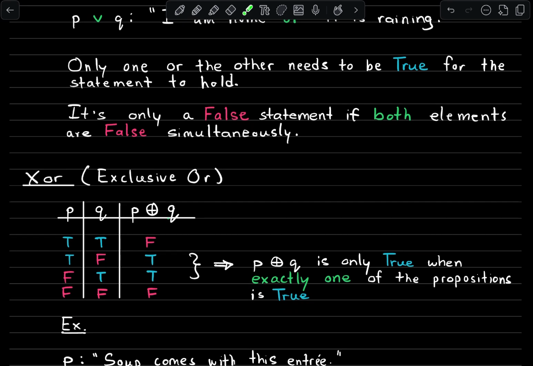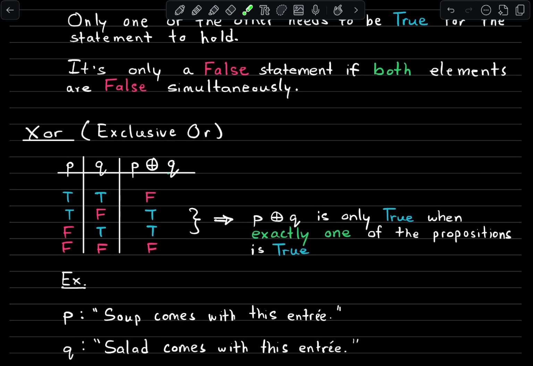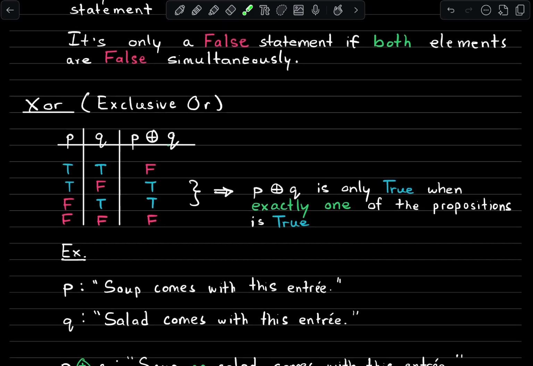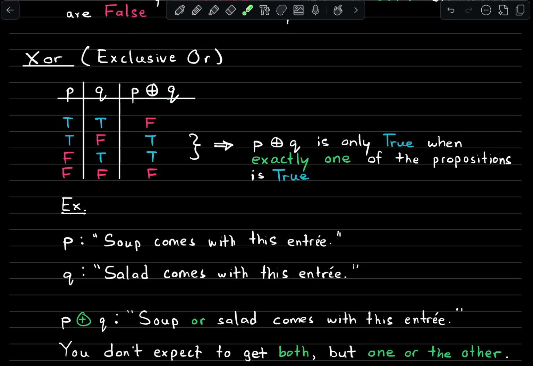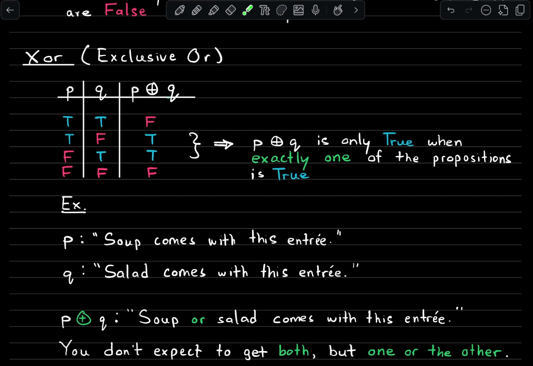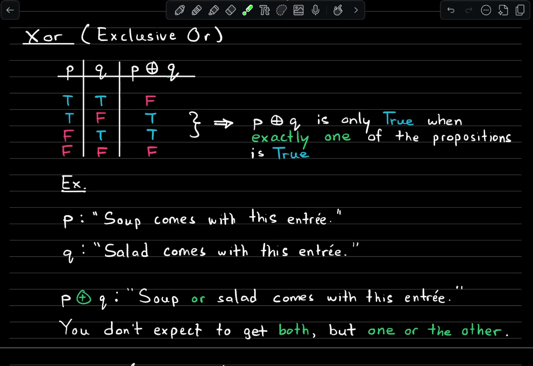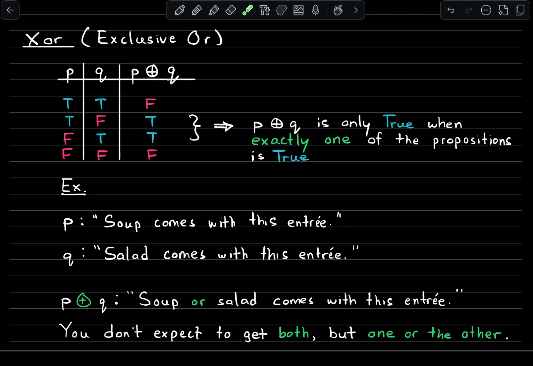Okay, so let's see what an example looks like. Say you go to a restaurant, you want to order something, and you've got propositions like this. So P could be something like soup comes with this entree. Q would be something like salad comes with this entree. So they might offer you these choices in the following statements. Soup or salad comes with this entree. You're going to pick one or the other. You're not going to get both as a side. Okay, so you don't expect to get both, but one or the other. And that's the idea behind exclusive or.